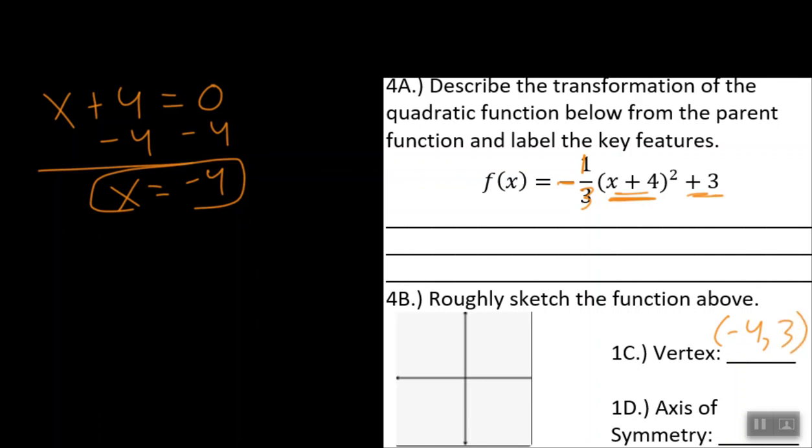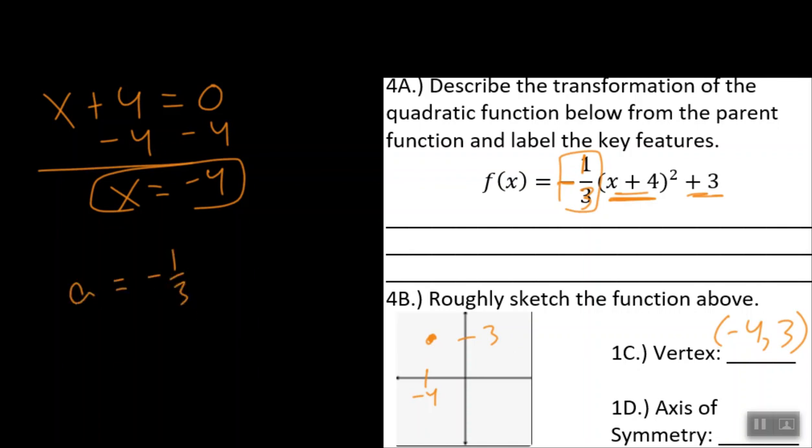Okay, so I know my vertex is negative 4, comma, wait a second, positive 3. How is that going to change this? Well, we're going to go to the left 4, so there's negative 4. And this time we're going to go up 3, and there's my vertex. Now I also noticed that my a value is equal to negative 1 over 3.